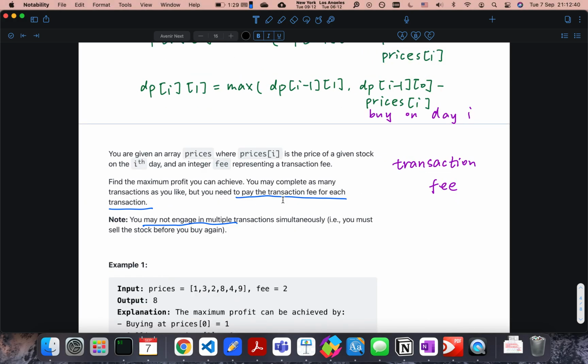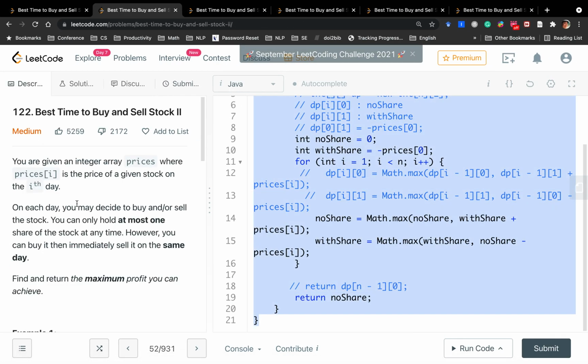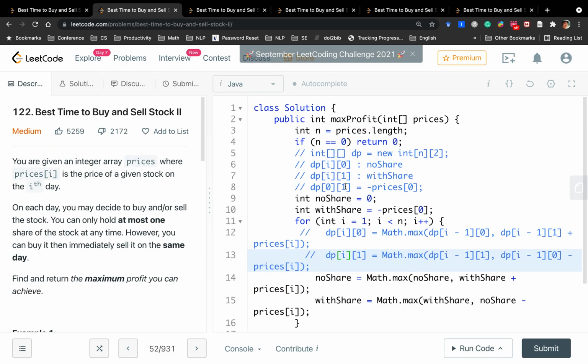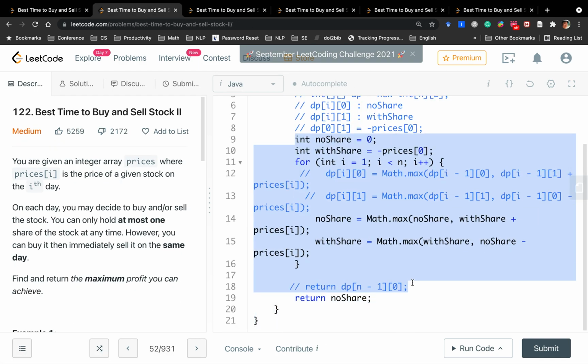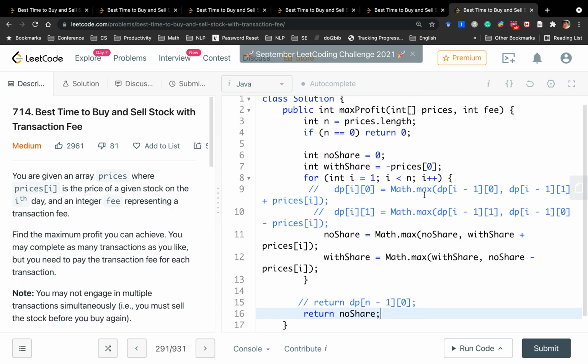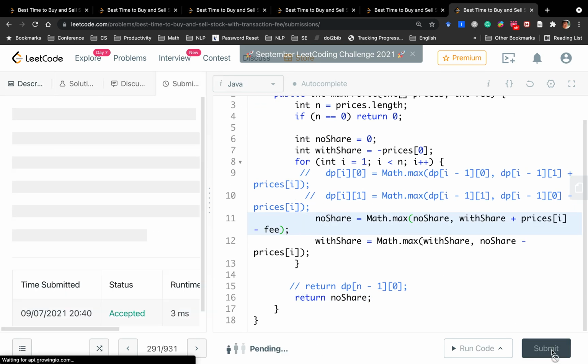How about we have transaction fee? Actually, the same as this question. We just need to pay the fee when we sell it. So let's write it. I just need to copy paste. Okay, just need to add when we sell it. So when we sell it, here we minus the fee. Okay, so that's it.